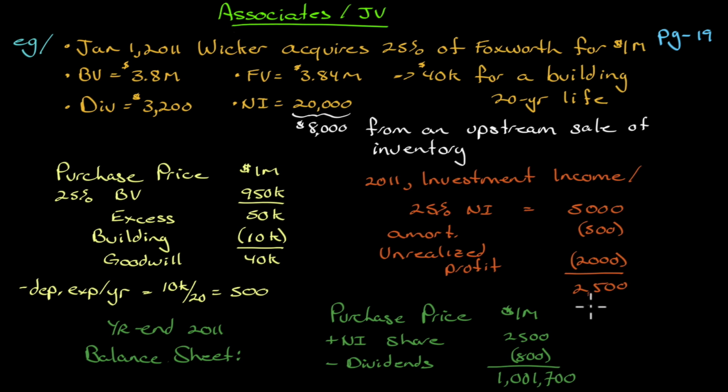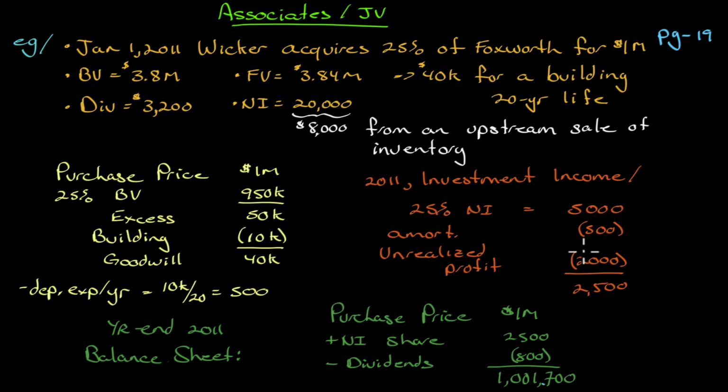So it may look complicated, but when you're looking at the numbers at the end of the year, you're looking at investment income of $2,500. You look at our beginning balance of investment in associates of $1 million and an ending balance of $1,001,700. You want to try to account for that $1,700. How did that happen? You can see $2,500 here. There must be something else.